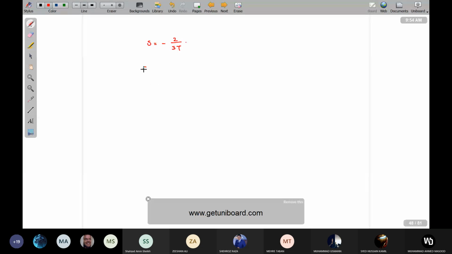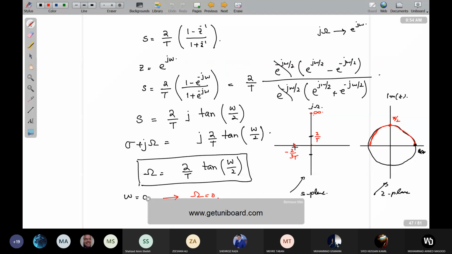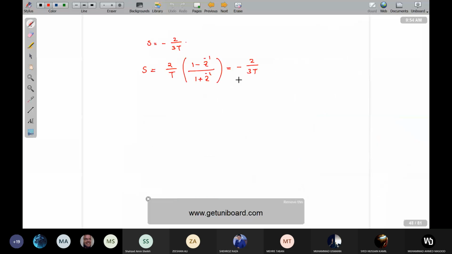And what is the transformation of S? S is equal to 2 over T times 1 minus z inverse over 1 plus z inverse. And that is now equal to minus 2 over 3T, because I'm already assuming that S is equal to minus 2 over 3T at this location. In fact it's a real portion, sigma is equal to minus 2 over 3T, but I'm taking it as S equal to minus 2 over 3T, any point with j omega equal to 0.